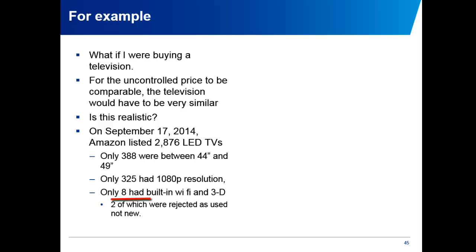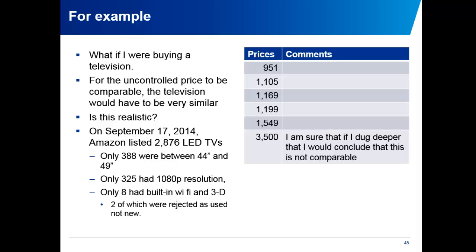And we look at these and we say, are they all comparable to each other? We found out that we could reject 2 more of them because they were listed as used, not new. So now we're down to just 6 TVs that were left in the list. So let's take a look at what kind of price might exist. And here are the prices for those 6 TVs.